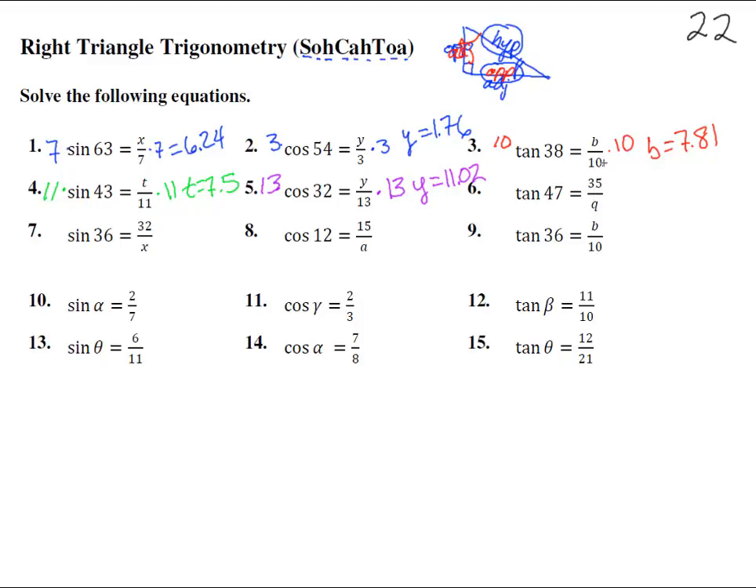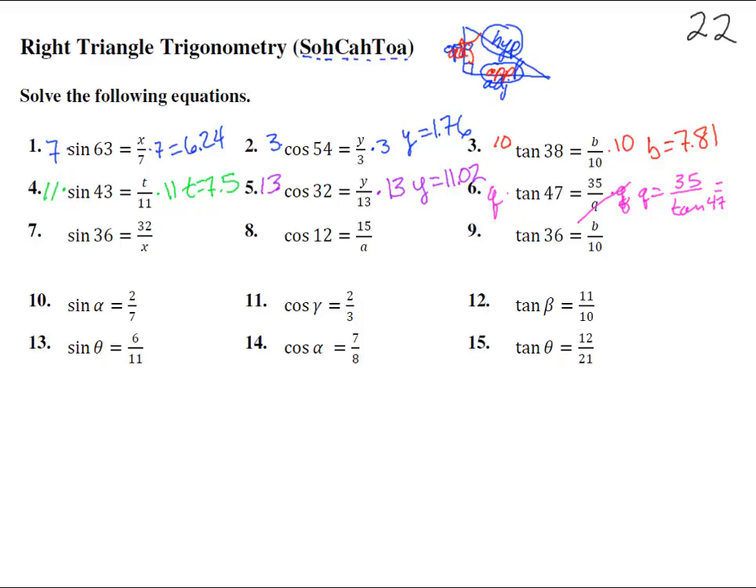And number 6, when we try this one, tangent of 47 equals 35 over q. Uh-oh. In all of the previous 5 problems, we've been able to multiply by the denominator and the variable has been on the top. Notice here, if we times by q on both sides, we don't get the variable by itself. Now we have to divide by the tangent of 47.